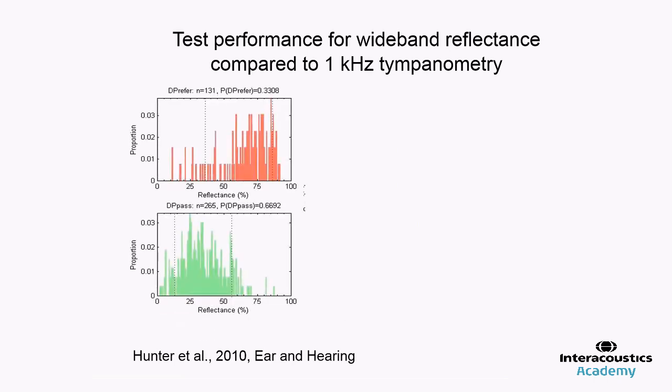So if we look at test performance, over here on the left, we have at the top all of the ears that referred on DPOAEs, 131 ears, and then all of the ears that passed, 265 ears. And what you can see is that there is some overlap. So we have some DPOAE refers that had normal reflectance, but most of them had abnormal reflectance. And then down at the bottom, you can see that there are some ears that passed that had abnormal reflectance, but most of them were in the normal range. So while there's a little bit of overlap, the two samples were quite distinct.